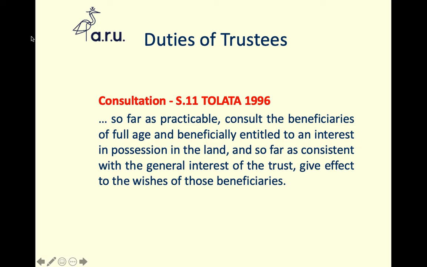So the duties of a trustee, how the trustee should behave as regards their beneficiaries. They should consult their beneficiaries, the ones that are of full age, and as far as is consistent with the general interests of the trust, give effect to the wishes of those beneficiaries. So what this means is, if the trustee is thinking about doing something with the land, they would consult any beneficiaries that are over 18 and who are interested, who have beneficial interest in living there.